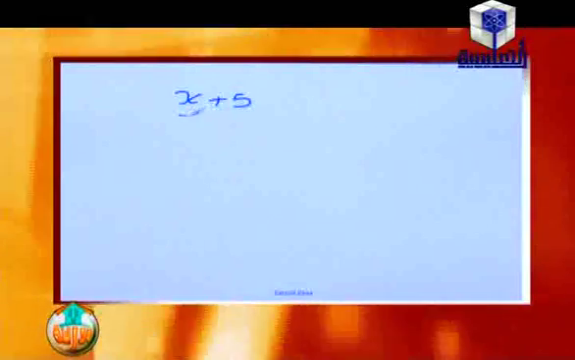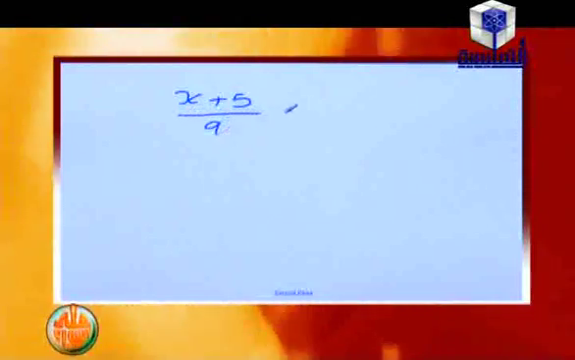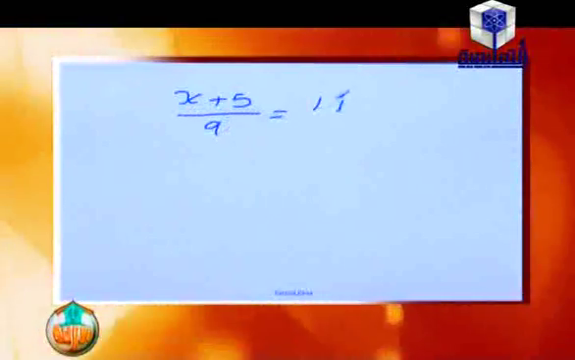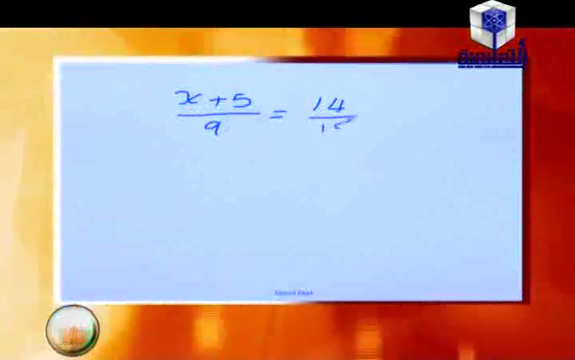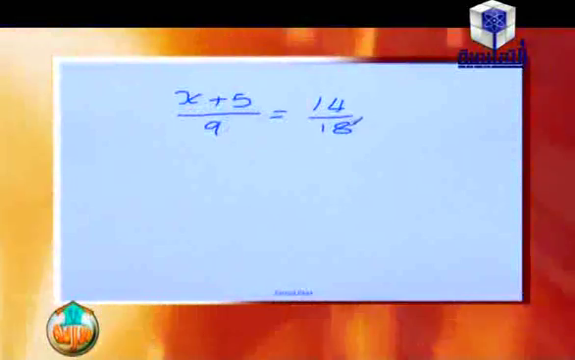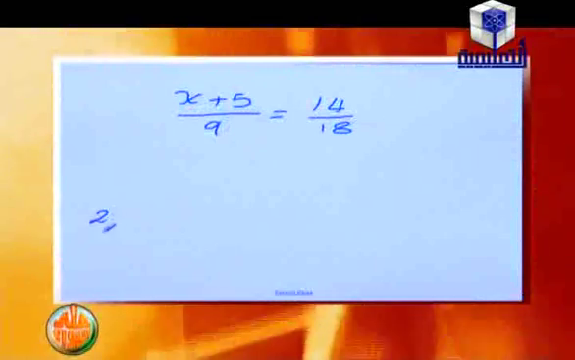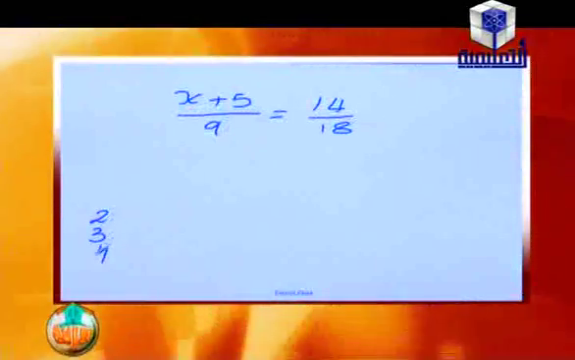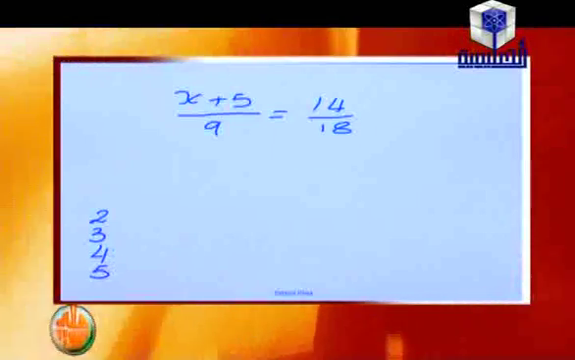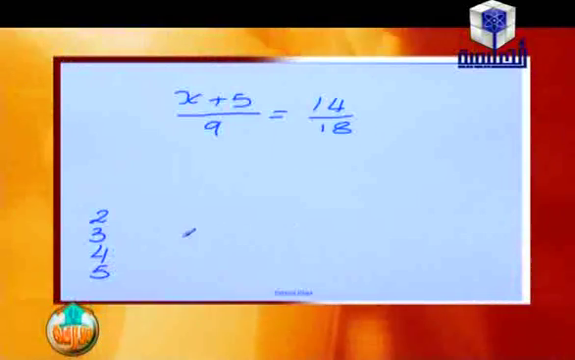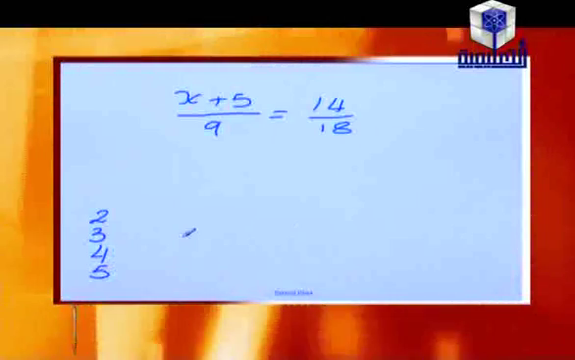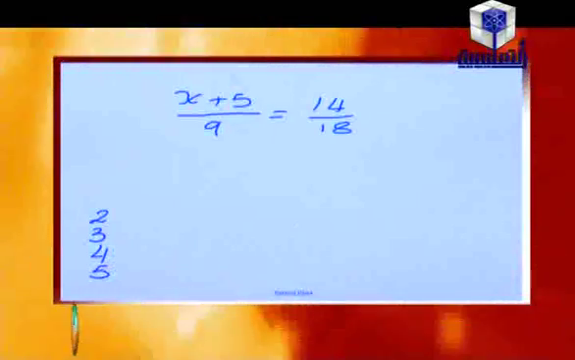Number C, Mr. Ahmad, if x plus 5 over 9 equals 14 over 18, then x equals 2, 3, 4, or 5. Good. To find the answer, we can use the cross multiplication property again.